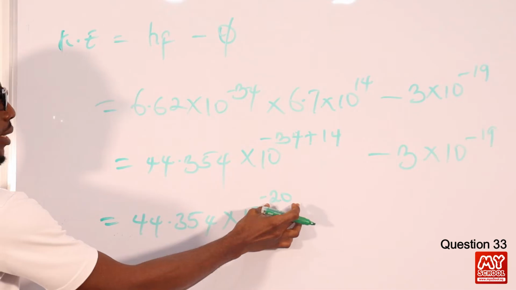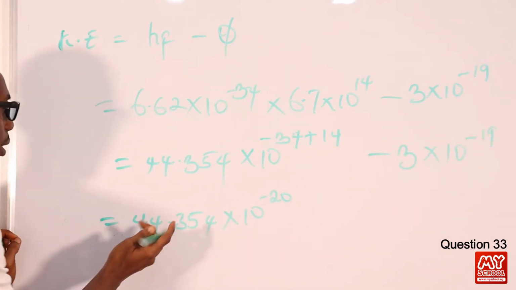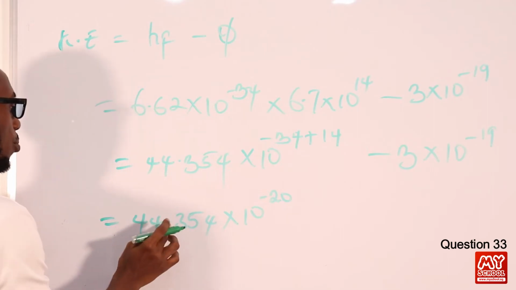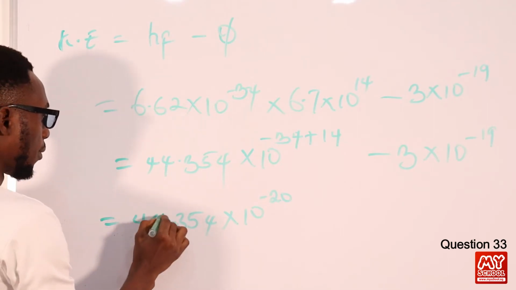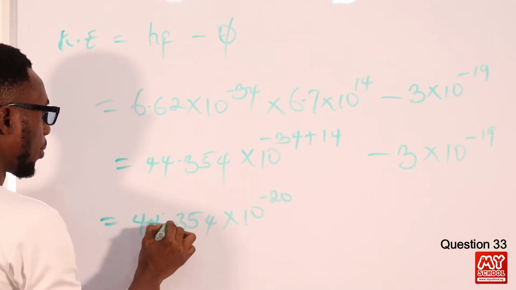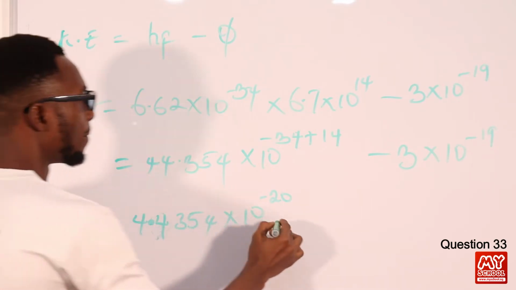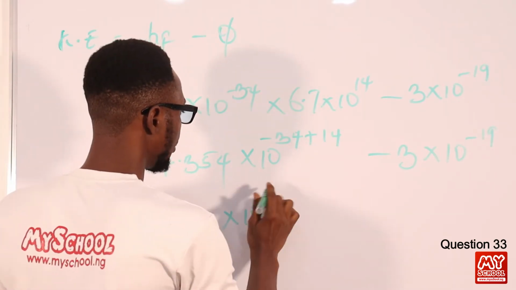All right, so that should be 44, right, times 354 times 10 raised to power minus 20. All right, so I have to bring this to minus 19. So what can I do? I'm going to introduce it here. Okay, so instead of 44 points, it's going to be 4.4. So let me just rewrite this. So it's just going to be 4.4, right, 354, right, minus, so this is 19 now.